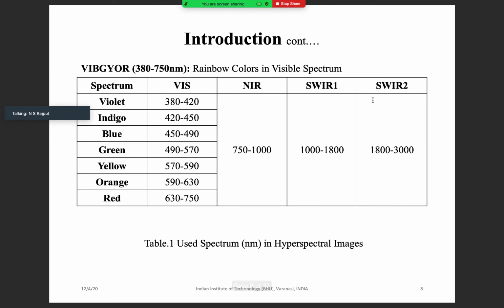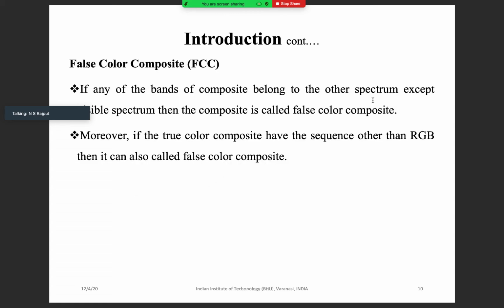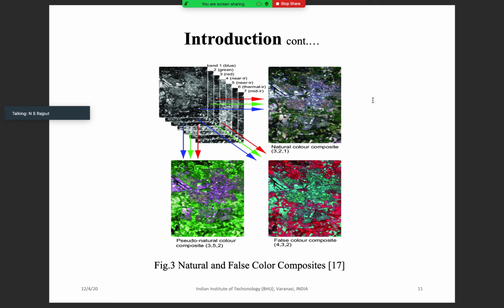Regarding the true color composite, this is the standard band. We have optical bands, NIR, shortwave IR, and shortwave IR2 as well. Different bands are shown in Table 1. So eventually what we are doing is creating a false color composite. For this we have shown what a true color composite is, and accordingly false color composites can be created by using different other bands as well.